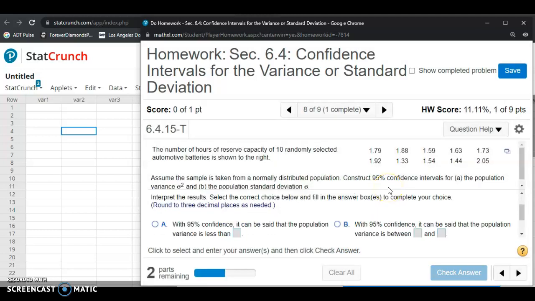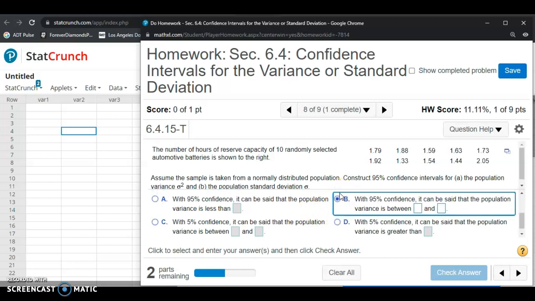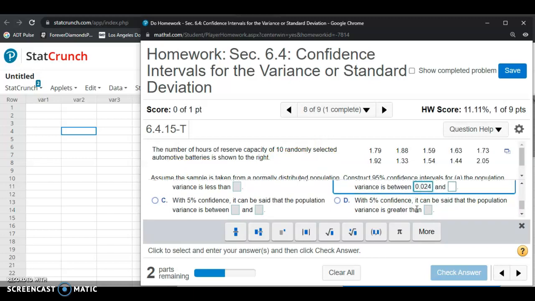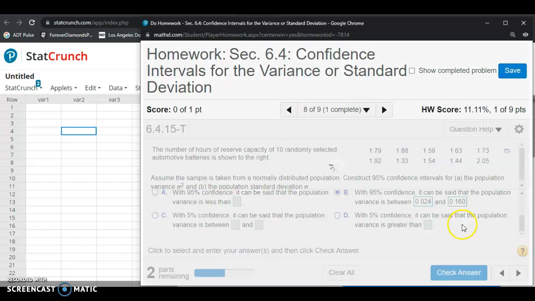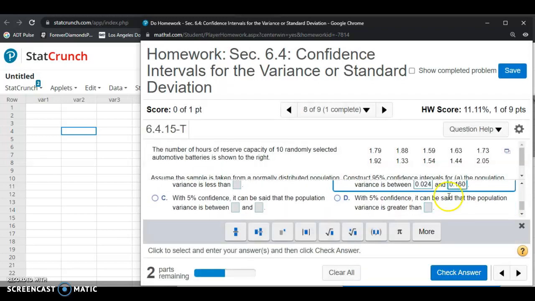Then we'll ask for an interpretation. The only answer choice that makes sense with how we've written our interpretations for confidence intervals is answer choice B. It says with 95% confidence, it can be said that the population variance of the reserve capacity of all automotive batteries is between 0.024 and 0.170. Okay, that was a mistake. I meant to type 0.170. Oops.